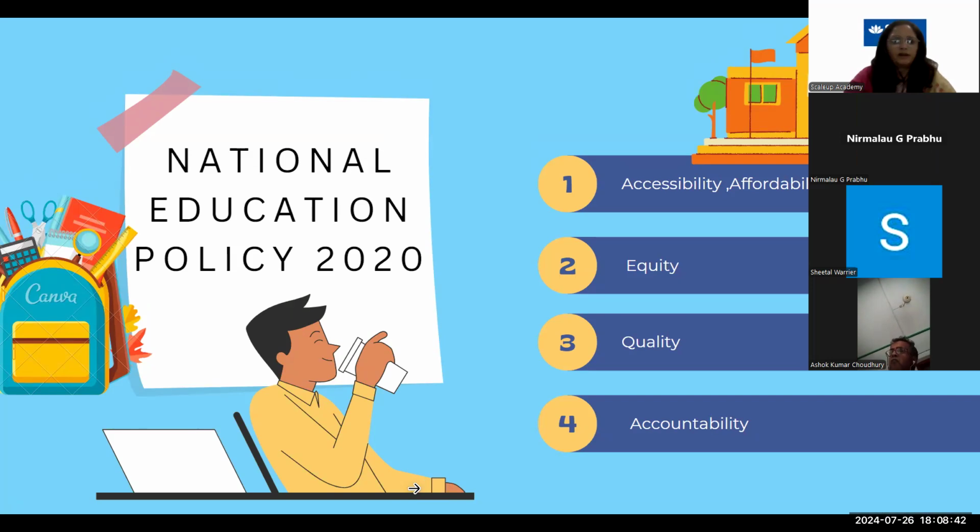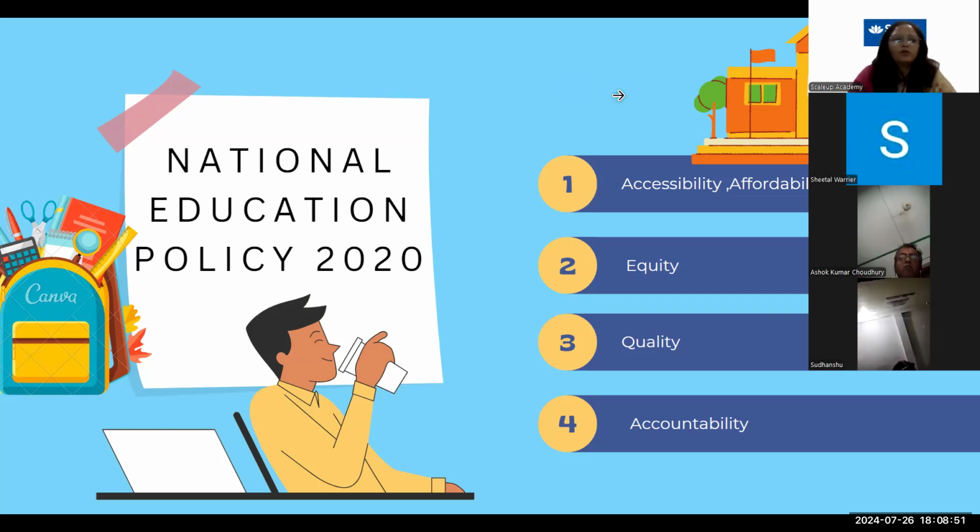Yeah, good evening, everyone. So we were discussing the 4 pillars of National Education Policy 2020. And these 4 foundational pillars are, the first is accessibility, which is about ensuring universal access to quality education for all students, regardless of socio-economic background, location, or ability. It is inclusive education which addresses diverse needs and requirements.